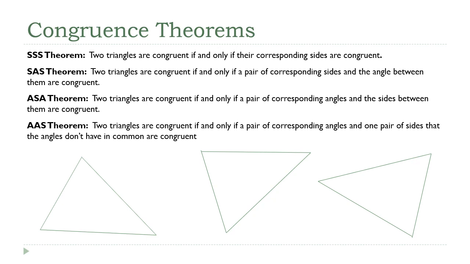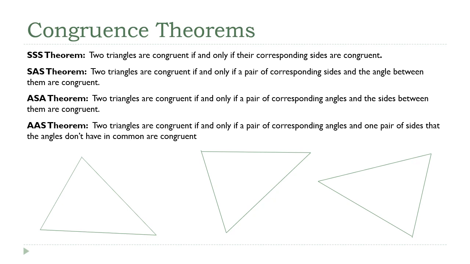And the names tell you what you have to show. So the SSS theorem, for example, is saying that all you have to do is show that 3 pairs of sides are congruent. And that's enough. You actually don't have to show the angles at all. If you can show that 3 pairs of corresponding sides match up, that's going to force the angles to be congruent as well, and you've got what you were looking to show.